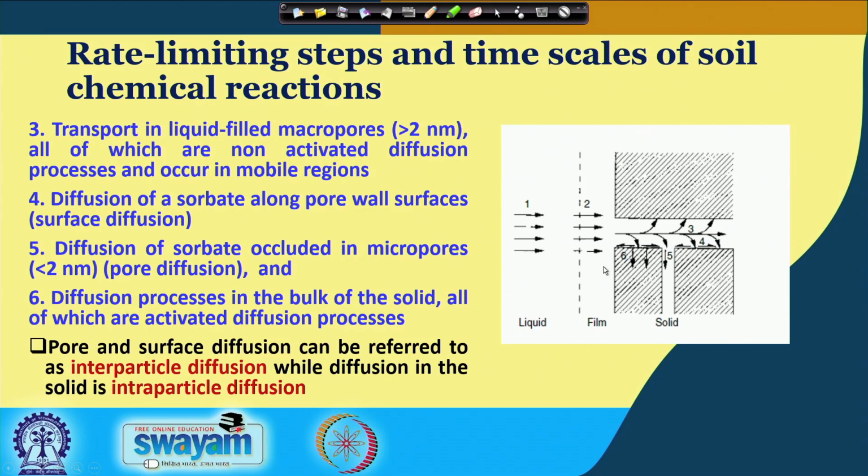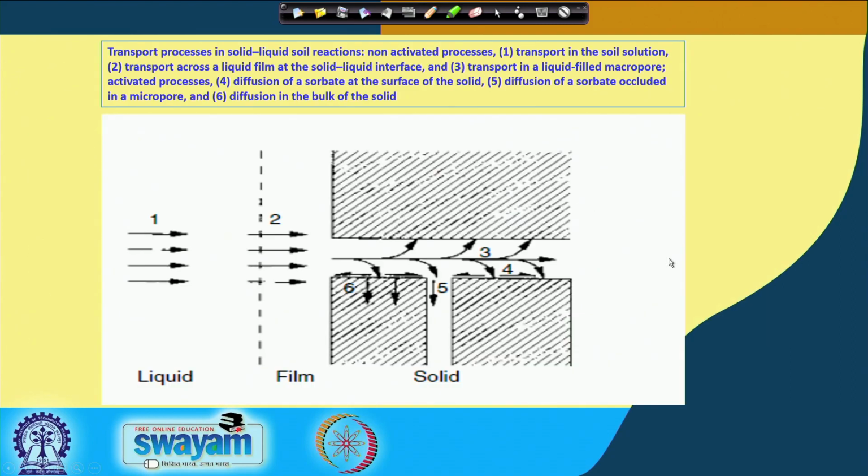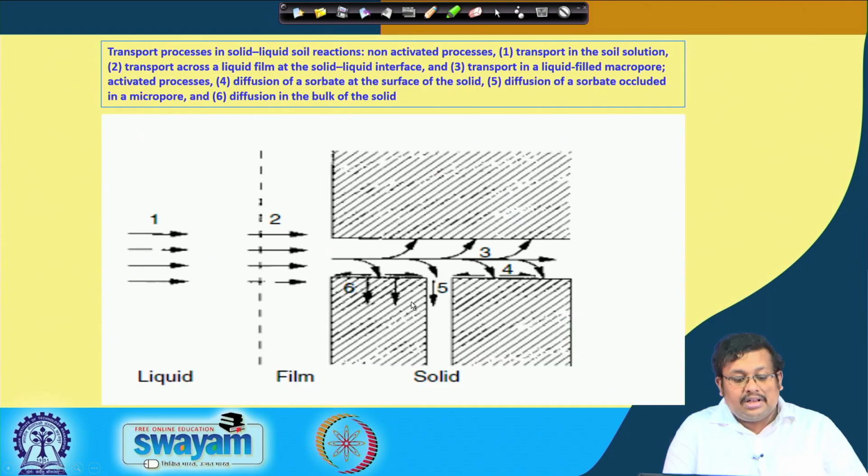The fourth one we talked about is the diffusion of sorbate along the pore wall surfaces, which is called surface diffusion, as you can see here. The fifth one is the diffusion of sorbate occluded in micropores, denoted by this 5, and the sixth one is the diffusion in the bulk of the solid. This diffusion from the bulk of the solid is basically an activated diffusion process.